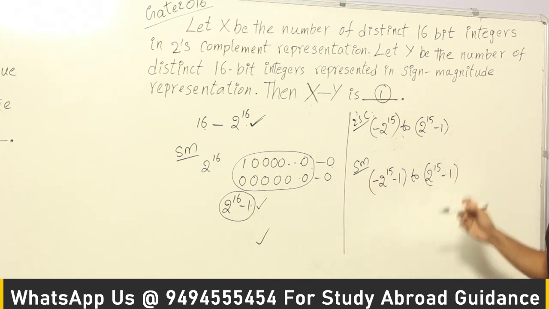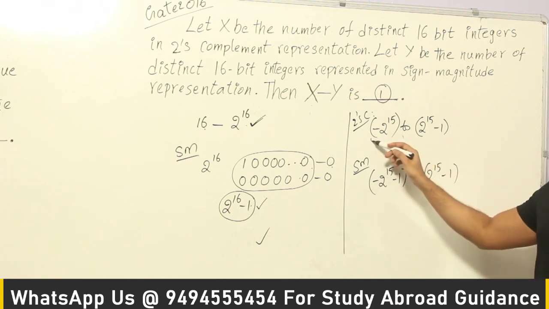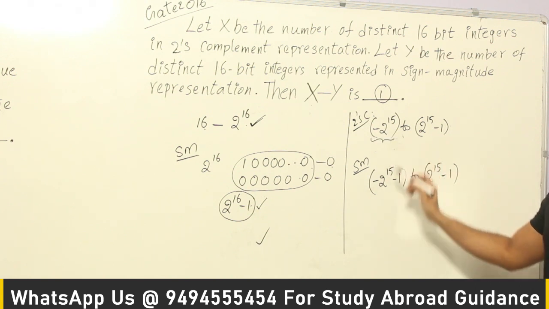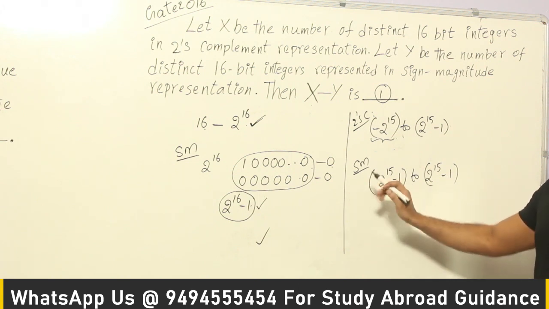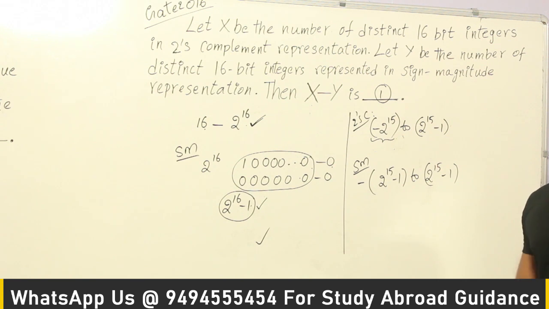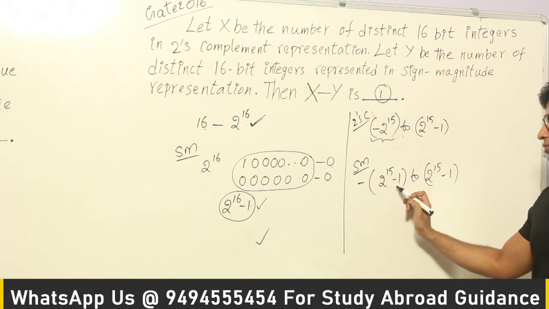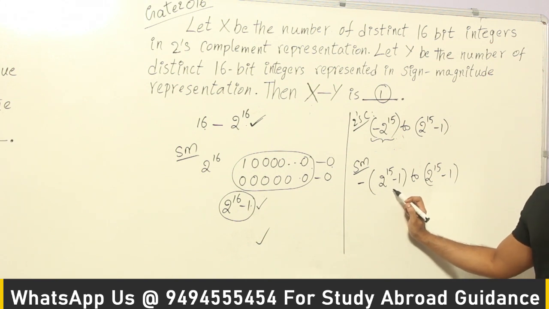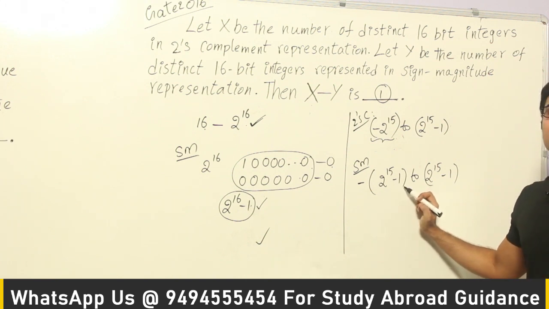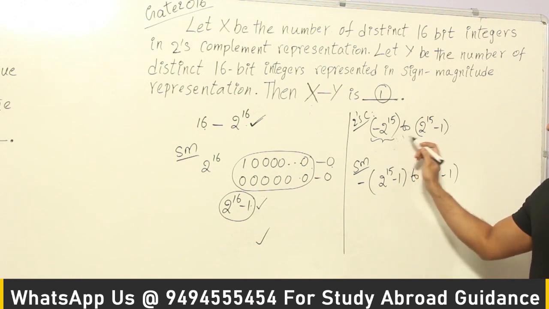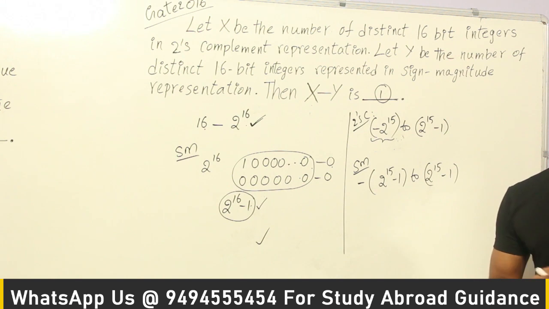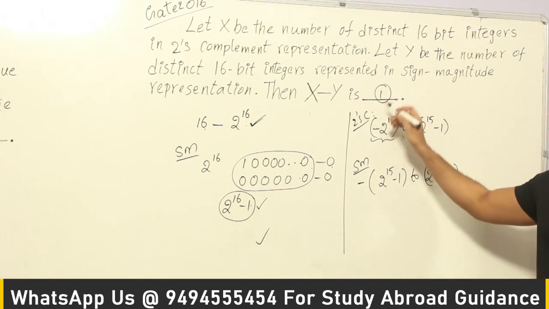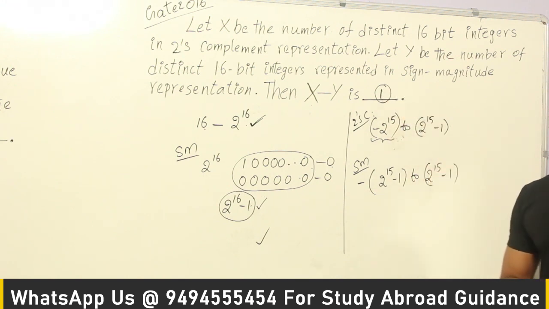Therefore, if you see the difference, we are able to represent one number more here, isn't it? But here you are going to represent only till minus 2 power 15 minus 1, right? So why is this so? Why are we not able to represent this particular number? It is because one of the combinations is going to be used up by 0, minus 0. But here you have only one combination used up by 0. So that is why, if you see this, exactly one number is going to be greater in 2's complement. So the answer is 1.